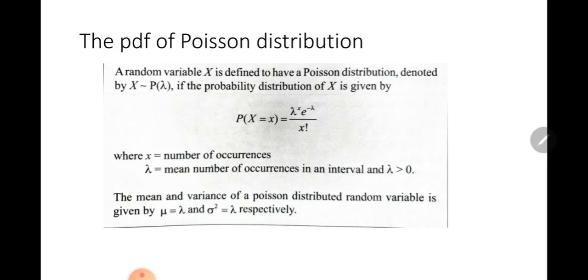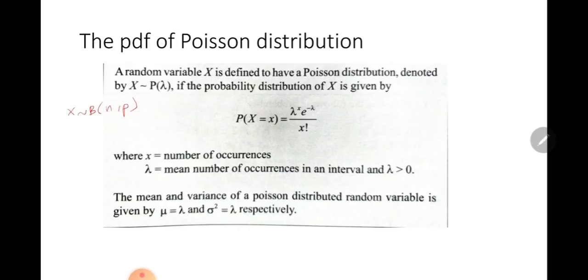Let's have a look at the PDF of the Poisson distribution. A random variable x is defined to have a Poisson distribution, denoted by x follows P of lambda. Lambda is your parameter for Poisson. For binomial, we write it like this: B, n and p, where n is the number of trials and p is the probability of success. For Poisson, you have the lambda. Lambda is the mean number of occurrences in an interval, and lambda should be greater than 0.